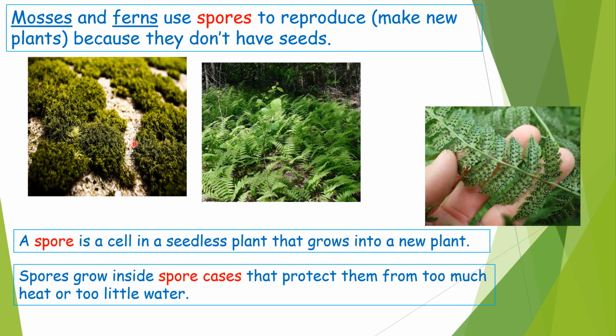Now let's go back to the mosses. Mosses and ferns, we said that they do not have seeds, but instead they have spores. Mosses and ferns use spores to reproduce or to make new plants because they don't have seeds. So what are the spores? A spore is a cell in a seedless plant that grows into a new plant. Spores grow inside spore cases. These are the tiny spore cases that protect them from too much heat or too little water.